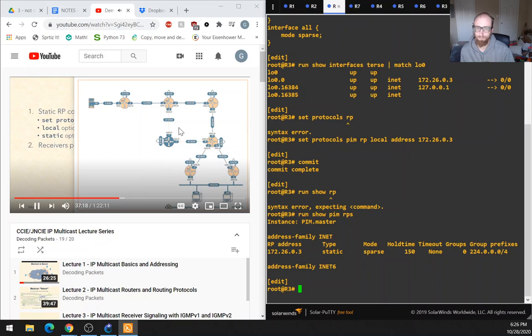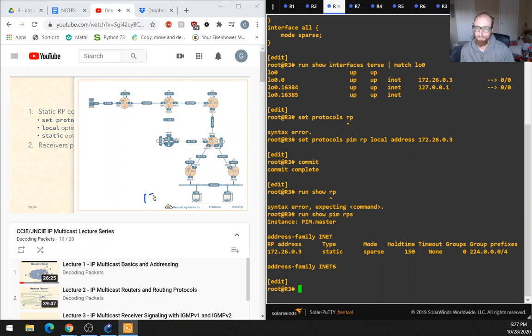Let's join two groups here. All of the groups I'm going to join are going to be in the 239 range, so 239 followed by the three octets right down here. On Rec 100, let's join 239.1.1.1, and on Rec 200, let's join 239.2.2.2. Both of these are only going to be receivers. We don't have a source multicasting to these addresses yet.